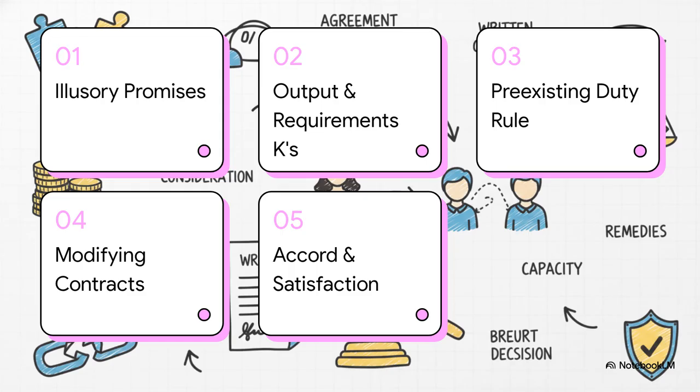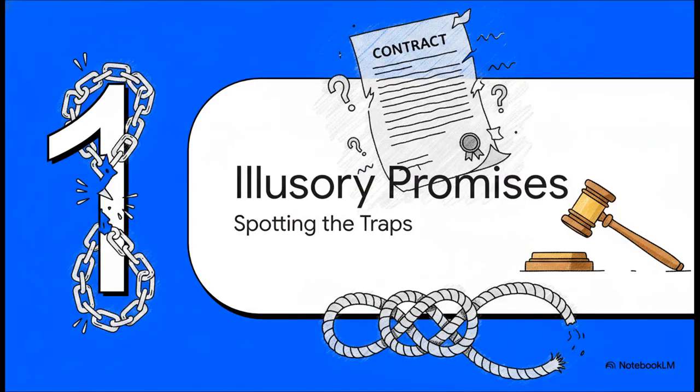Here's our study roadmap for today. 1. Spotting illusory promises. 2. Output and requirements contracts. 3. The pre-existing duty rule. 4. Modifying contracts. And 5. Accord and satisfaction. Let's get into it. Section 1.